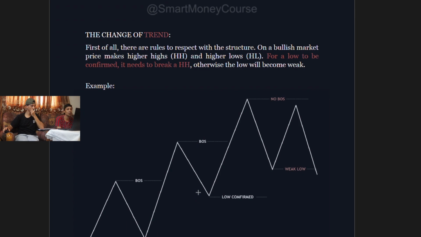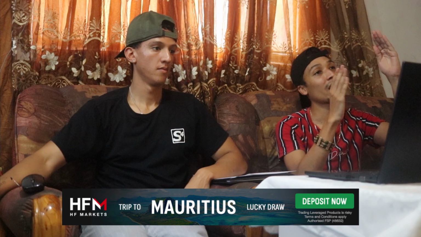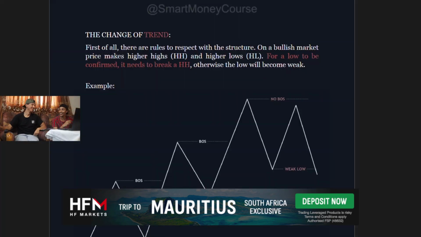Change of trends. First of all, there are rules to respect with the structure. In a bullish market, price makes higher highs and higher lows. For a low to be confirmed, it needs to break a higher high. So there needs to basically be a higher high, and then the next higher high has to break through and be higher.